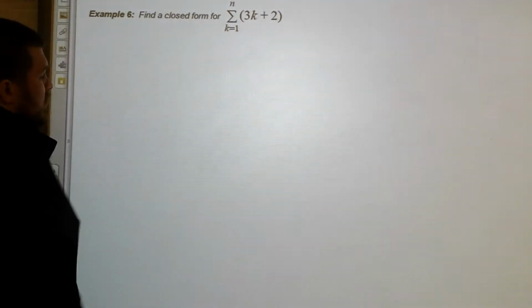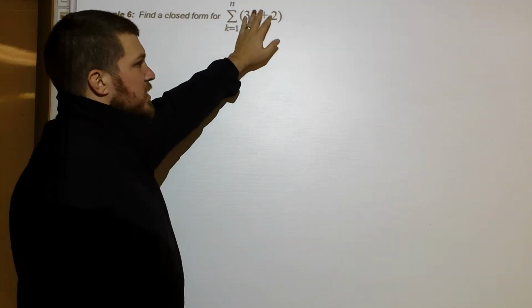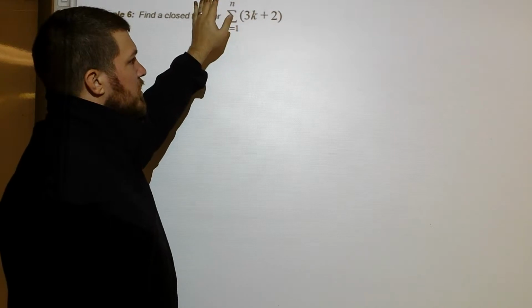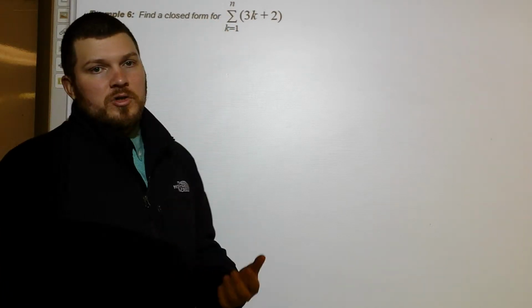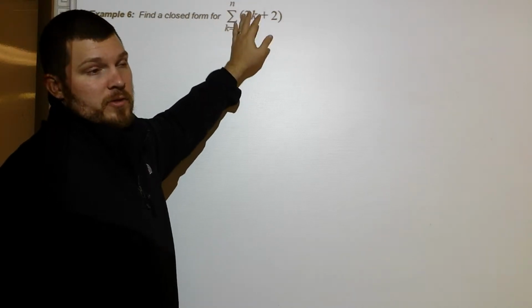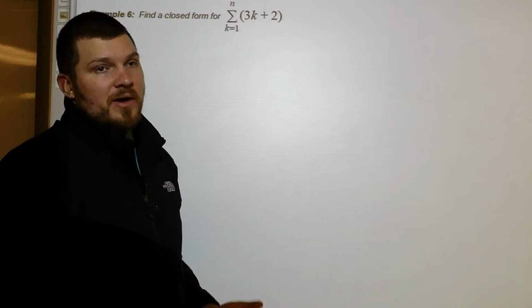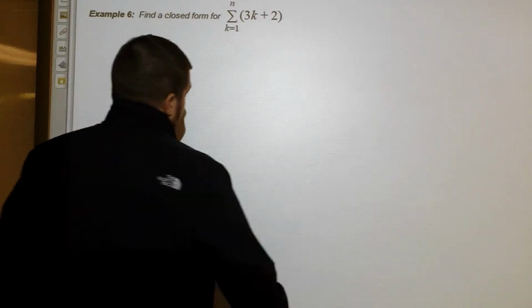So we want to find a closed form definition for this indefinite sum of 3k plus 2. This is our sequence, and we're trying to find the sum of that. We're going to create a closed form definition because as it's written, we could not graph this if we wanted to. What we're going to do is create a closed form definition that could be graphed if we wanted to. So let's go get started.